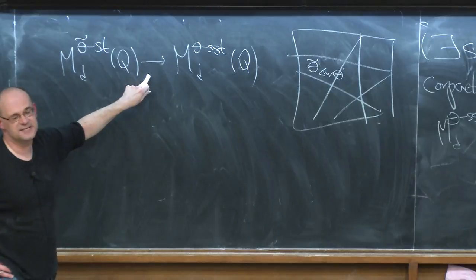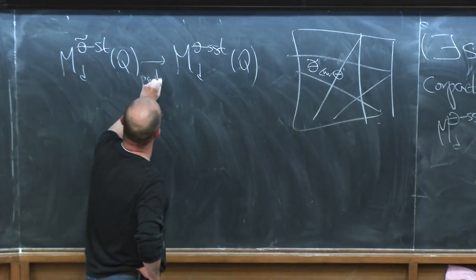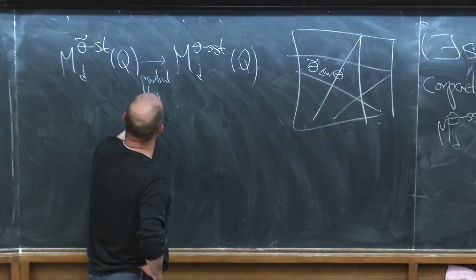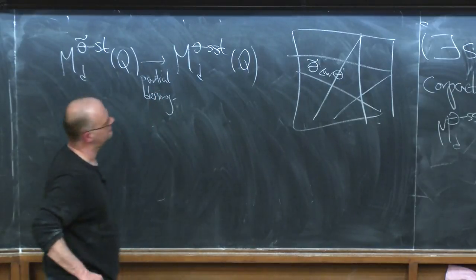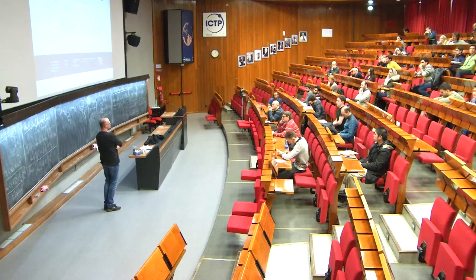And quite often, this is an interesting partial desingularization. Sometimes it's even a small desingularization in the sense of intersection cohomology theory, and this makes it very interesting. So that's, for example, what you get when you change the theta. When you change Q or D, usually you don't get any interesting maps.